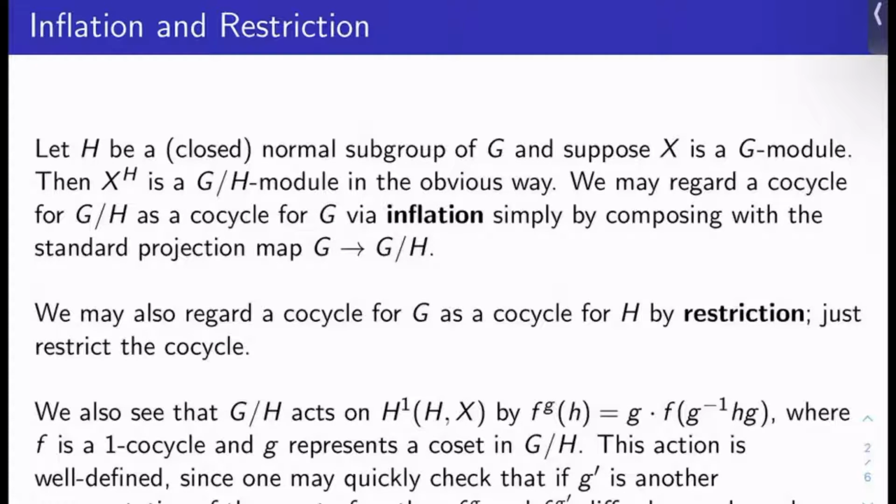Okay, so we can regard cocycles for G mod H as cocycles for G, but we can also regard cocycles for G as cocycles for H just by restriction, just restrict the cocycle, right? So instead of thinking of your special map as a map from G to X, just think of it as a map from H to X by restricting from G down to H. H is a subgroup of G after all.